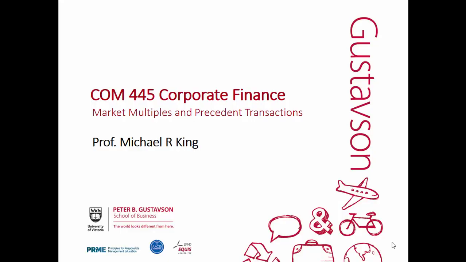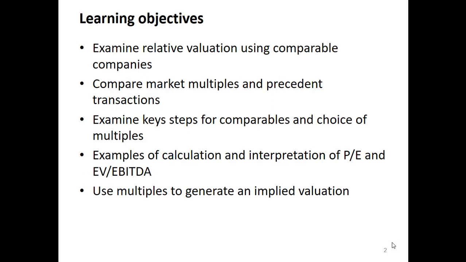This is Michael King, and today we're going to talk about market multiples and precedent transactions. We're going to look at how relative valuation is one of the techniques for coming up with an implied valuation for a company's stock. We're going to look at two types of relative valuation: market multiples of comparable companies and precedent transactions from different mergers and takeovers.